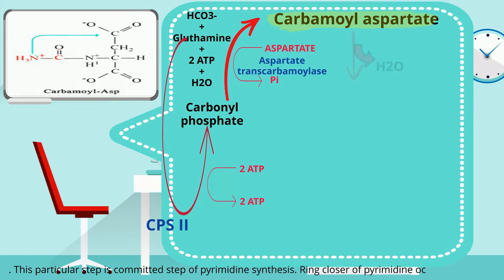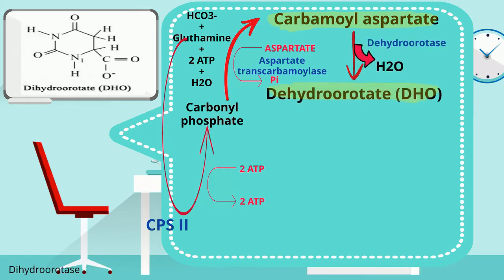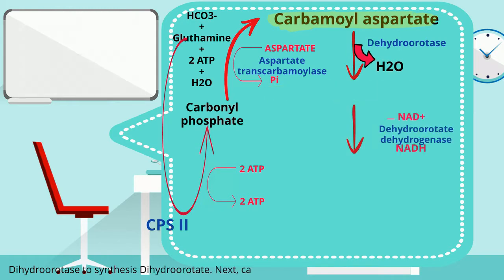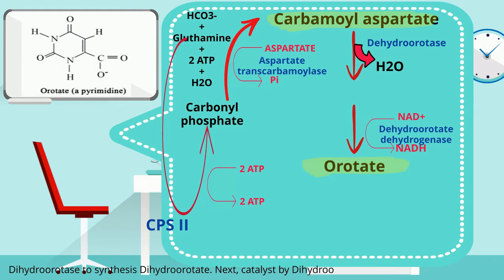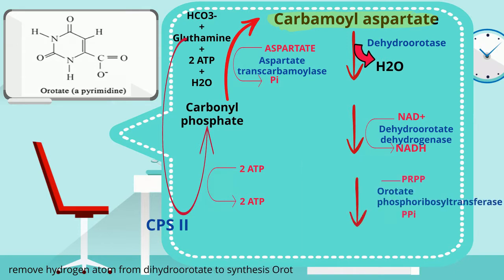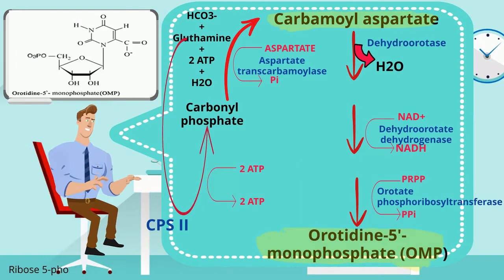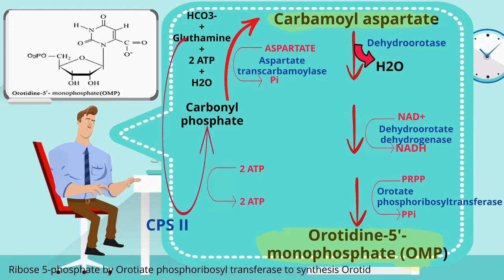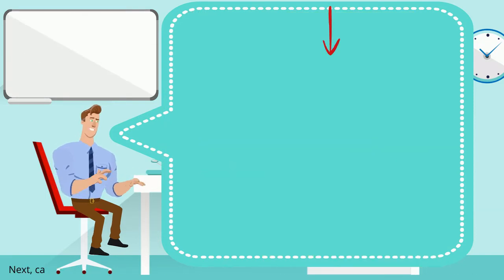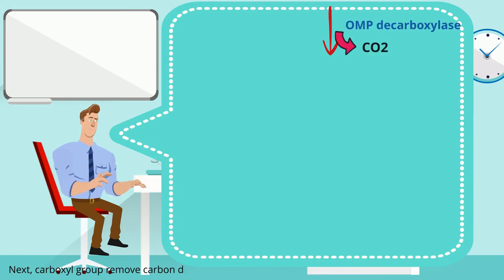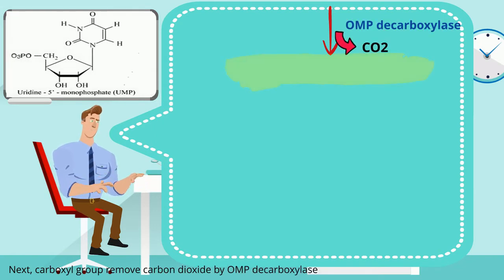Next, ring closure of pyrimidine occurs by dihydroorotase to synthesize dihydroorotate. Catalyzed by dihydroorotate dehydrogenase, which removes hydrogen atoms from dihydroorotate to synthesize orotate. Next, PRPP donates ribose phosphate via orotate phosphoribosyl transferase to synthesize orotidine monophosphate, OMP. The carboxyl group removes carbon dioxide by OMP decarboxylase to synthesize uridine monophosphate, UMP.